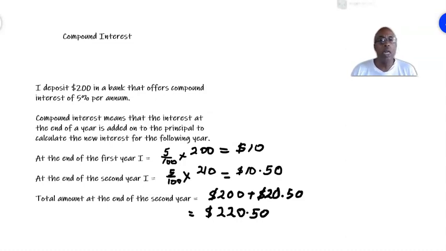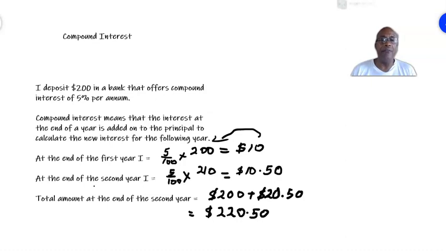And that is it. So therefore, at the end of the first year, the interest is calculated the same way you calculate simple interest. You multiply the rate, 5%, times the principal, $200, and you get the $10. But then for compound interest, that $10 is added on to the $200, the original principal, to get $210 as the new principal for the second year.